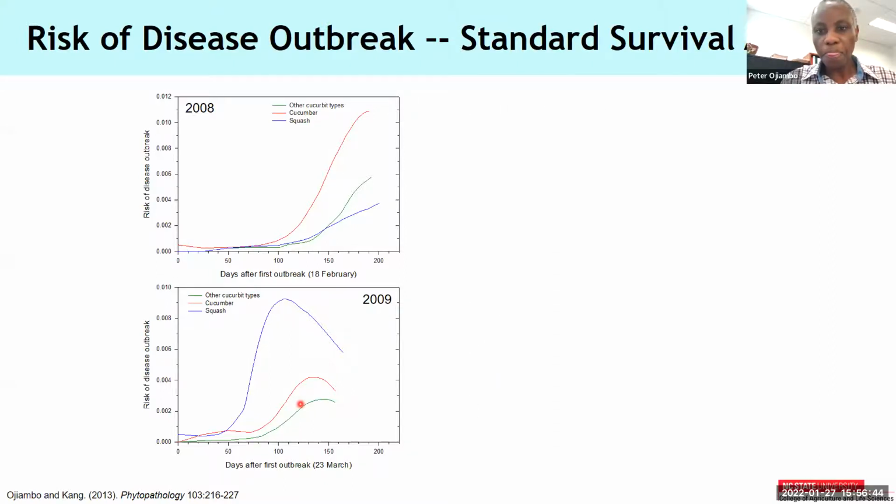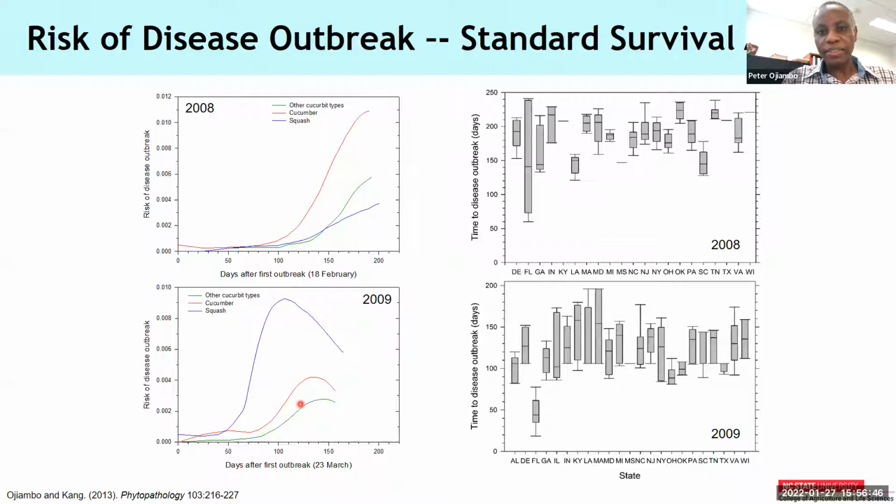If you look at the standard survival approach, it is just looking at the time to disease outbreak. We did this for 2008 and 2009. If you look at the distribution of the time of disease outbreak, the shorter it is, the higher the risk of disease onset, compared to when the time to disease outbreak is much longer. It was very variable depending on where you are.